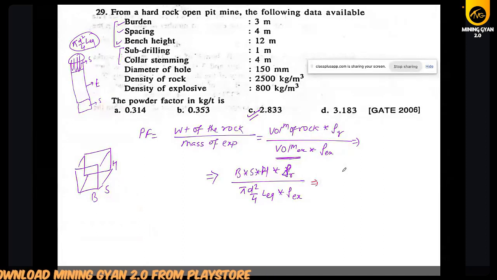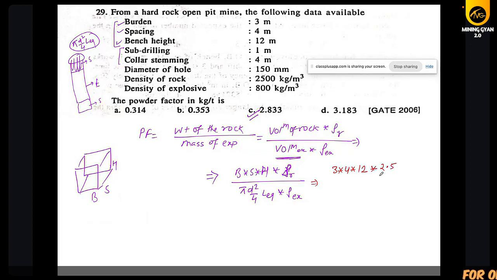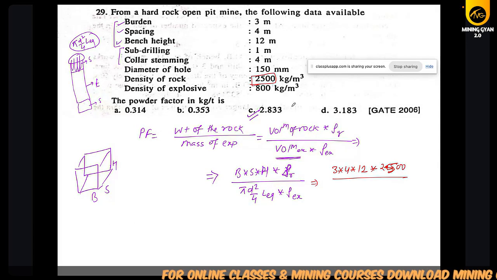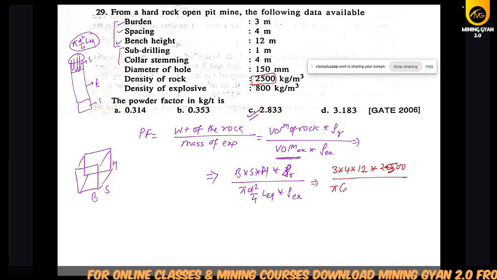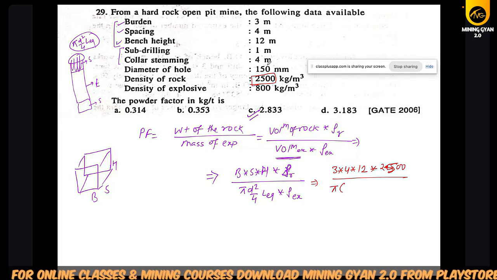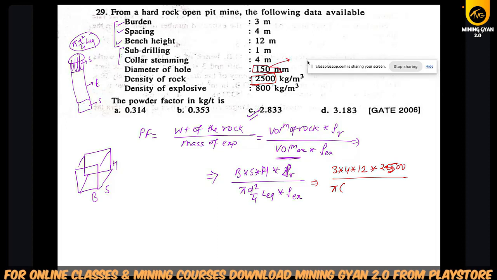So what is the burden? Burden is 3, spacing is 4 and height is 12, and density of the rock is 2.5. Why 2.5? Because this is a ratio, you can write 2500 divided by 2500. And the diameter of the hole is 150 mm. If you convert it into meter, it will be 0.15 meter. 0.15 square by 4 L equivalent.